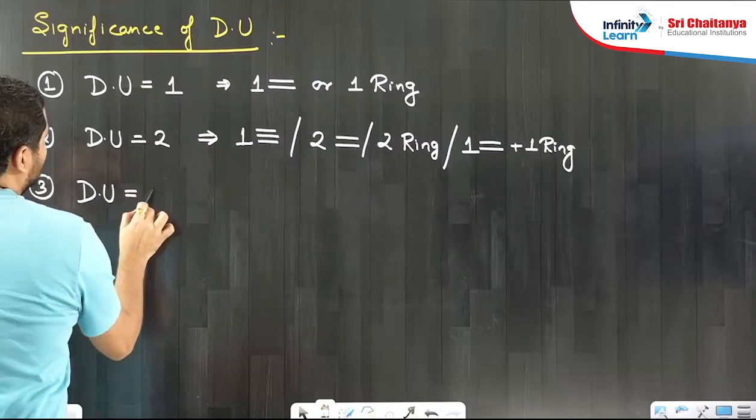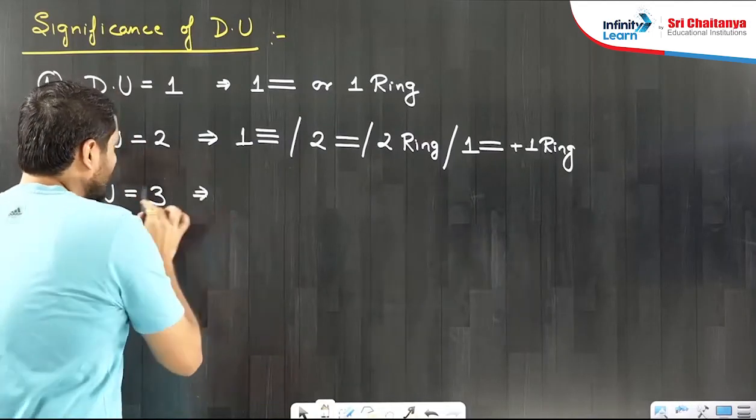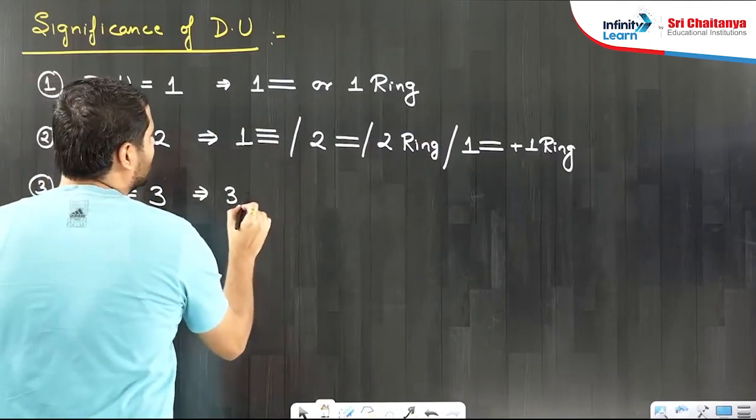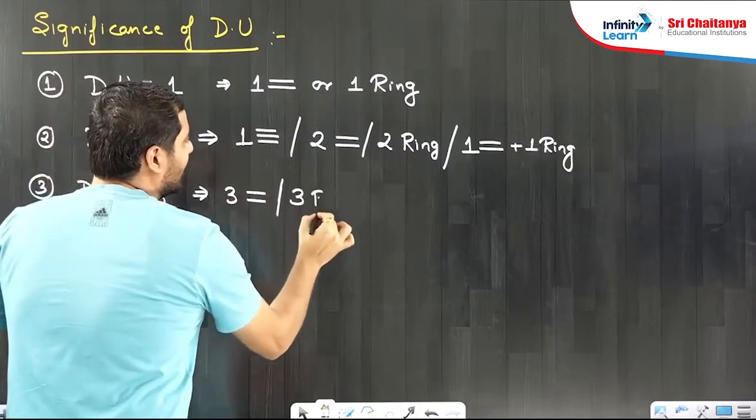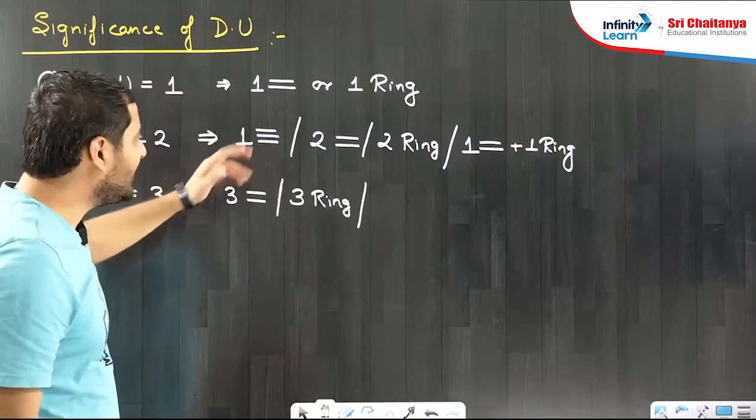Next, let us write the possible cases for degree of unsaturation 3. First I am writing what is present: 3 double bonds are present. Next I am writing 3 rings are present. Possible. Next we make combinations with a triple bond.